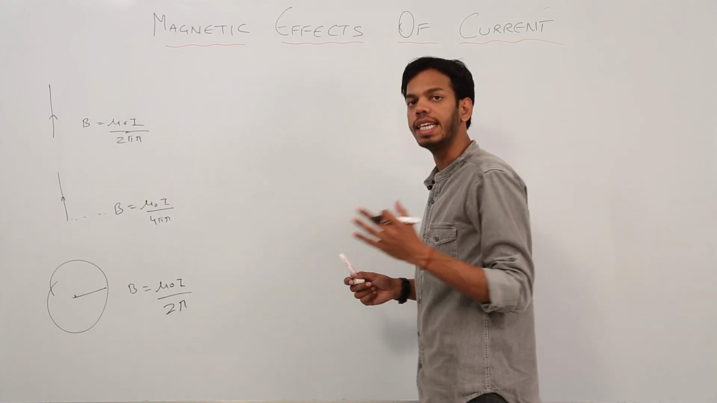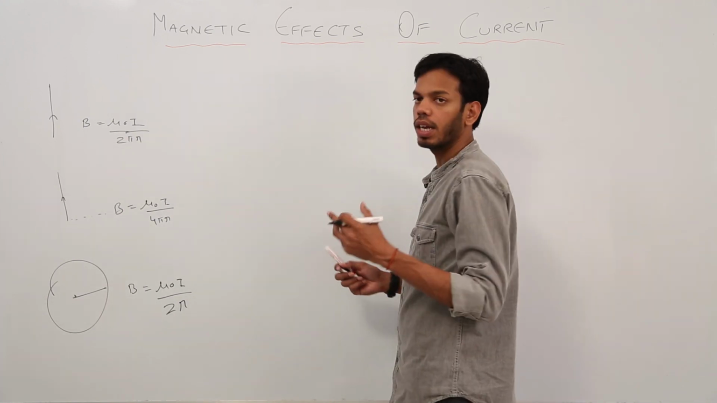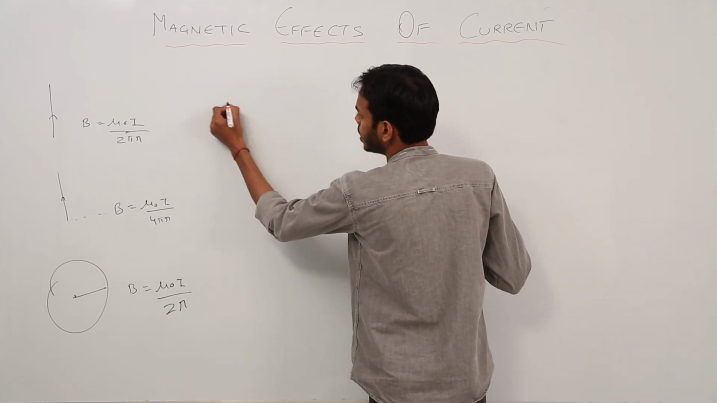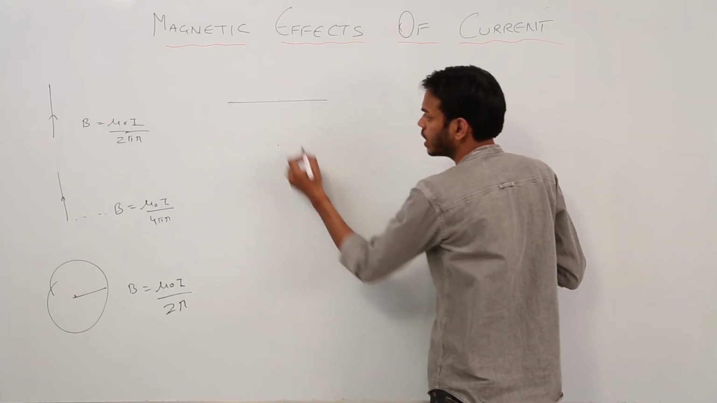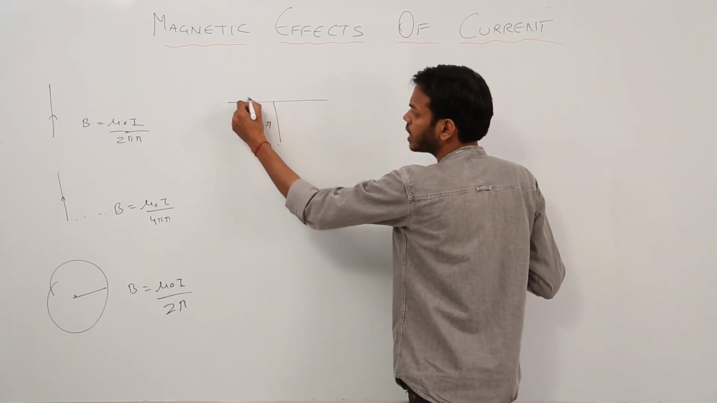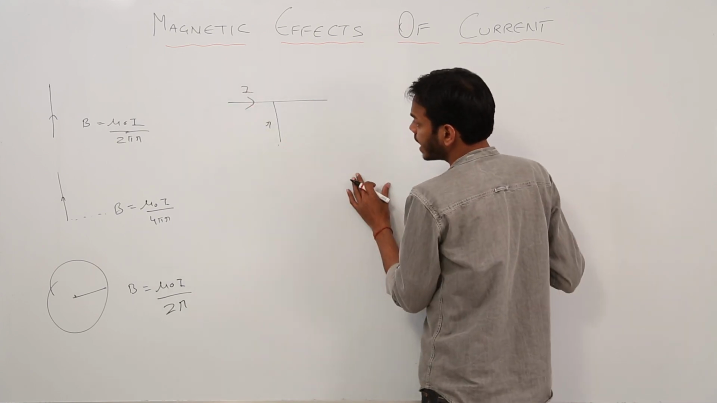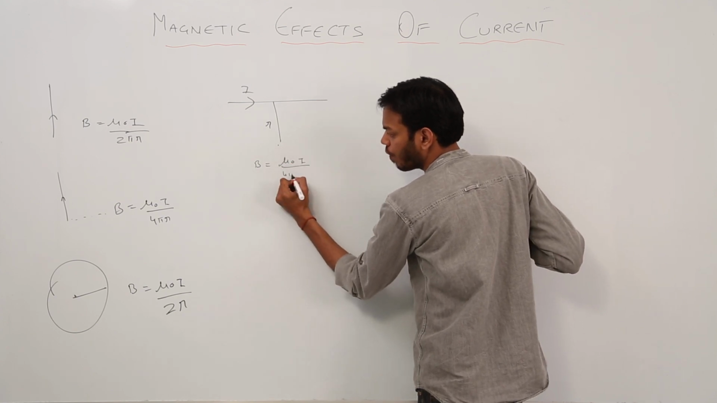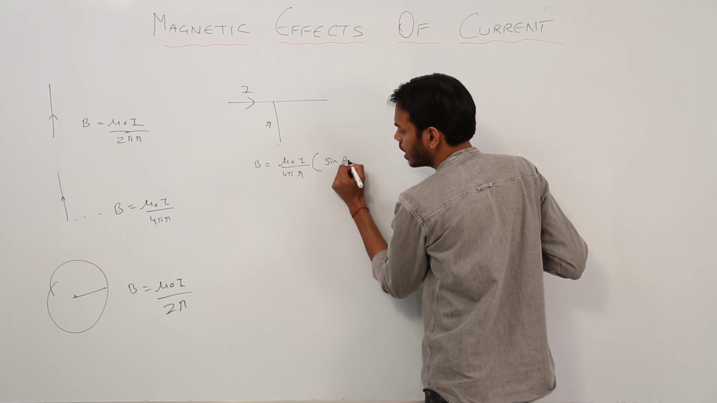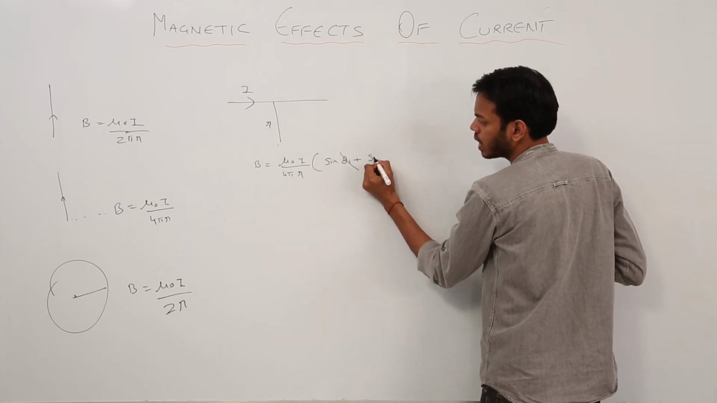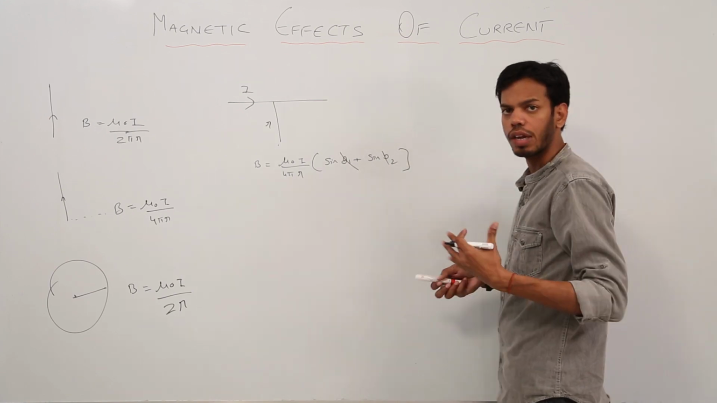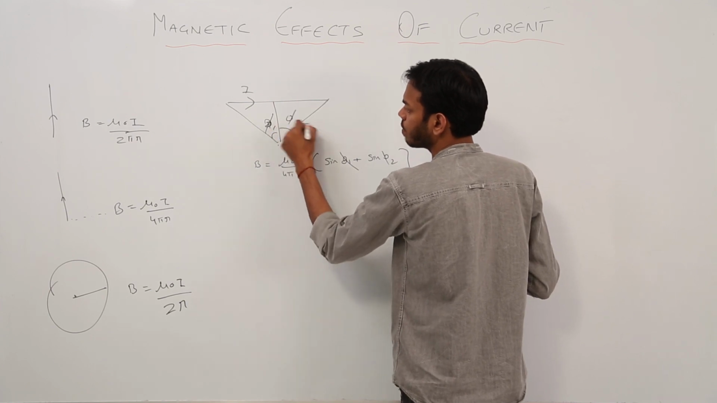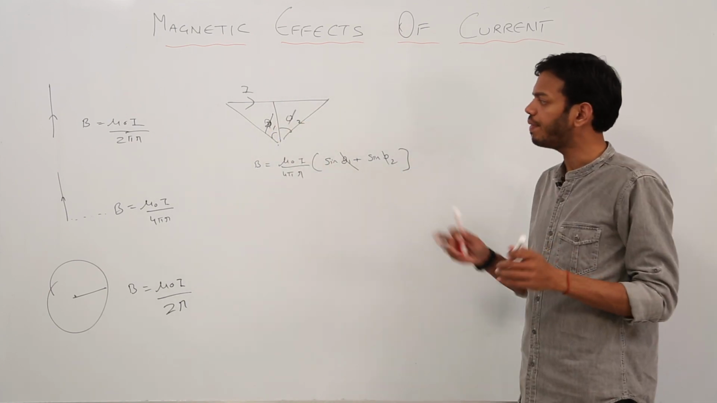What was the generalized formula for any conductor having current I and distance r? The general formula was, if this is my point of observation, which is at perpendicular distance r from this conductor carrying current I, then the magnetic field would be mu naught I upon 4 pi r times sine phi 1 plus sine phi 2. Here this is our phi 1 and this is our phi 2. Sorted? These are the few formulas.